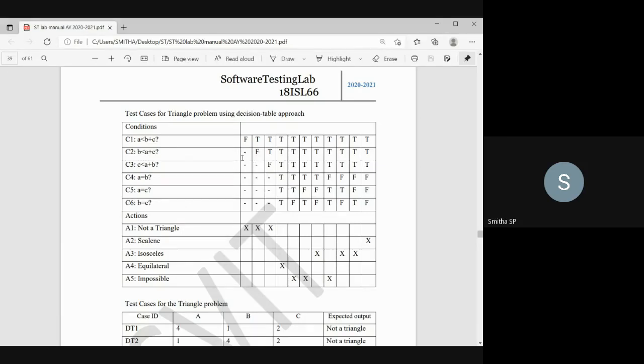What does this indicate? Blank entries, what do we call them? Don't care conditions.